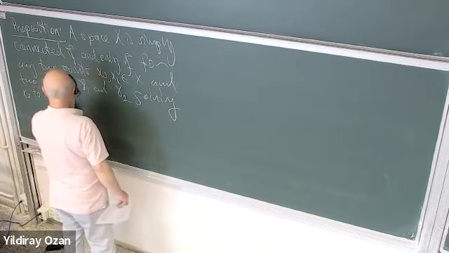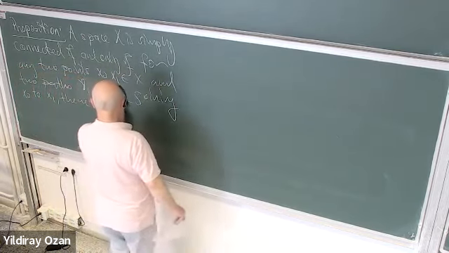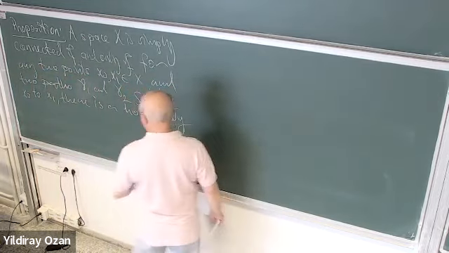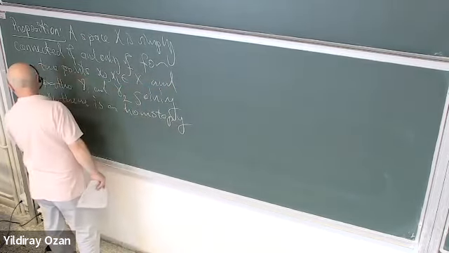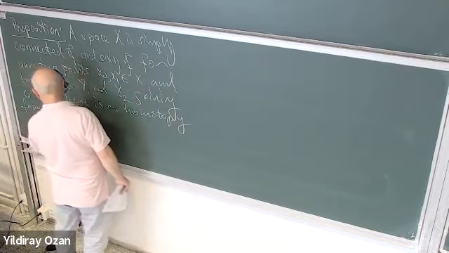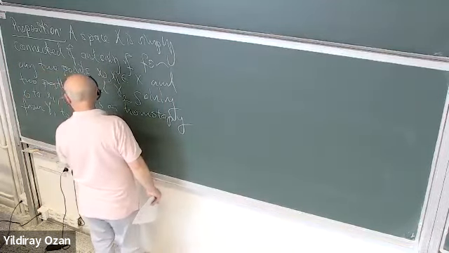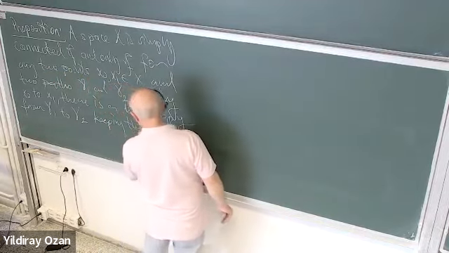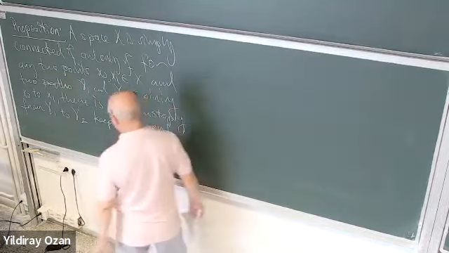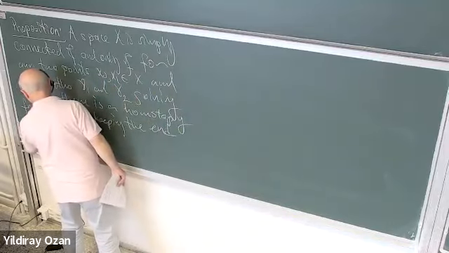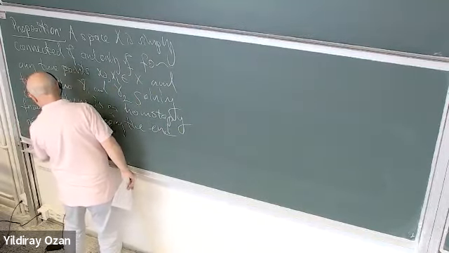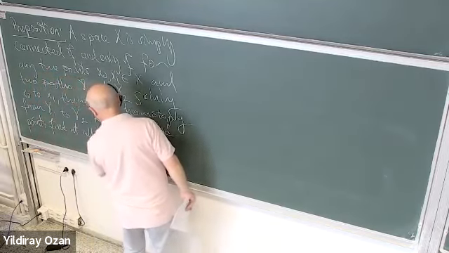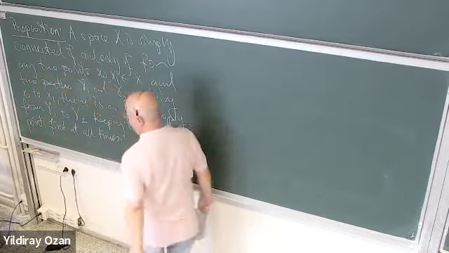there is a homotopy from gamma 1 to gamma 2, keeping the endpoints fixed at all times. Okay.